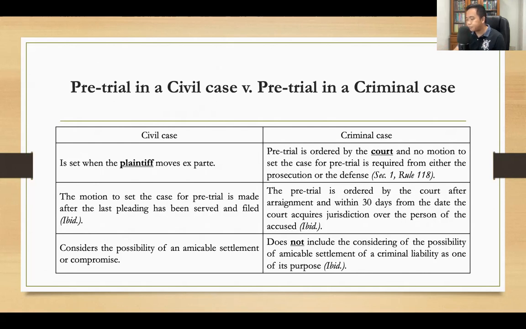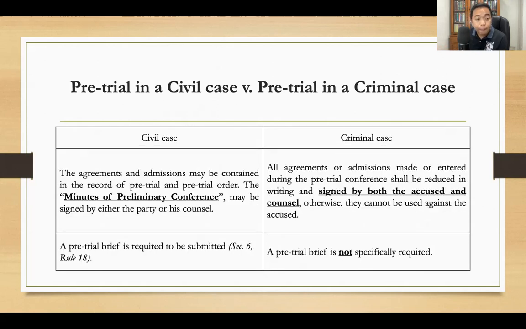Okay, next slide. Now, in a civil case, there is what you call the minutes of the preliminary conference. This is the listing of agreements and admissions during the pre-trial conference. In a criminal case, again, it must be signed by both the accused and the counsel. Otherwise, they cannot be used against the accused.